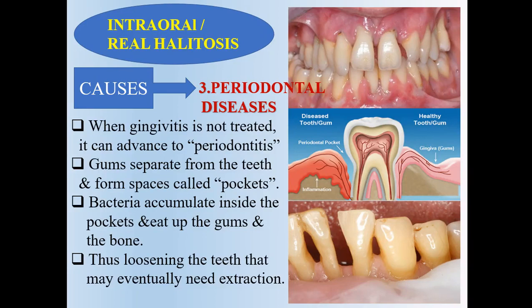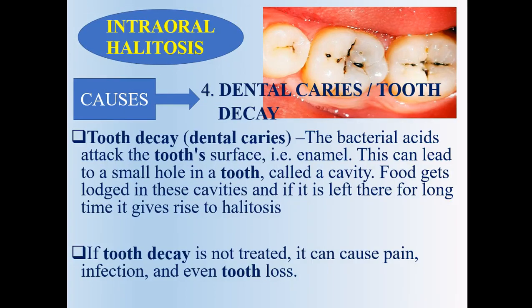Gums separate from the teeth and form spaces. These spaces are called pockets. Bacteria accumulate inside these pockets and eat up the gums and the bone, thus loosening the teeth that may eventually need extraction. Another most common dental disease is dental caries, that is dental decay.